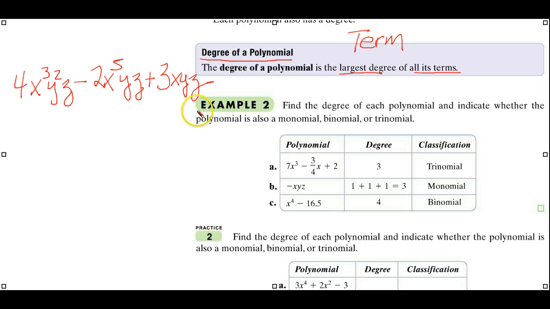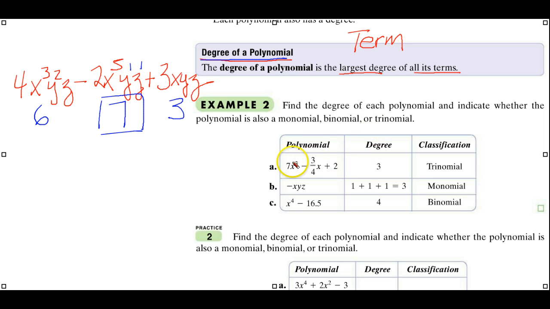Let's see if we can figure out the degree of this first term. Well, 3, 2, 1 is 6. Often when you're asked to find the degree of a polynomial, this is what I would do. This is 5, 6, 7, and this one is 3. When you're asked to find the degree of a polynomial, and this is a trinomial, what is the largest degree of any one term? You might say, well, it's 7. That's the degree of this polynomial.